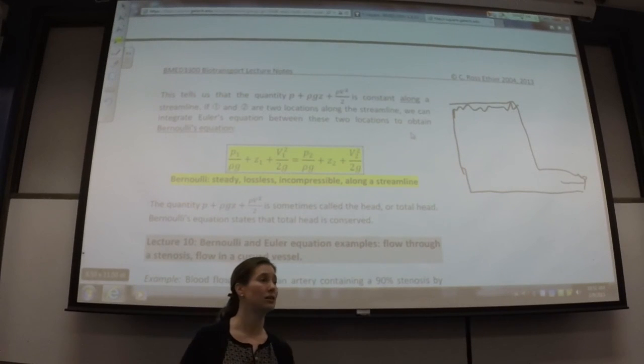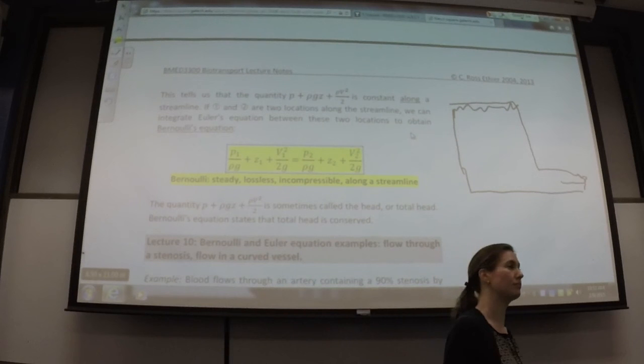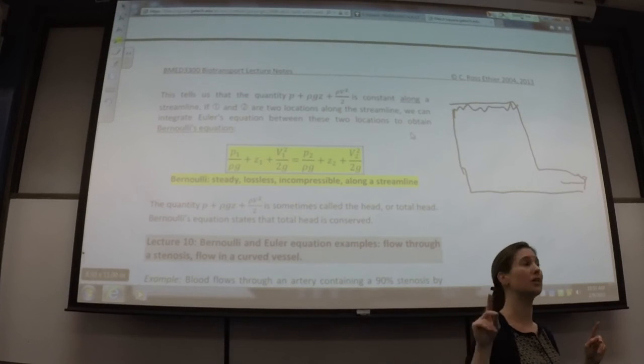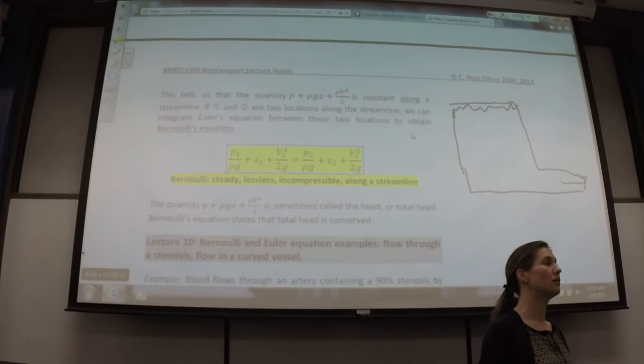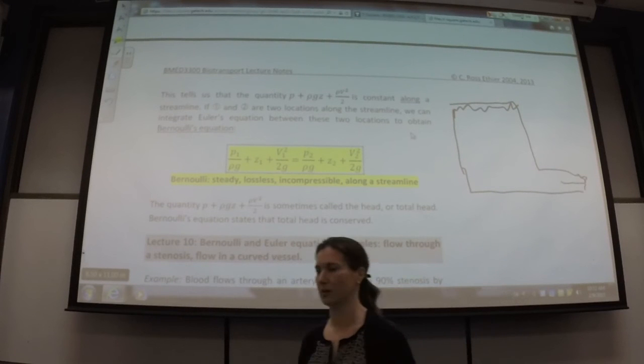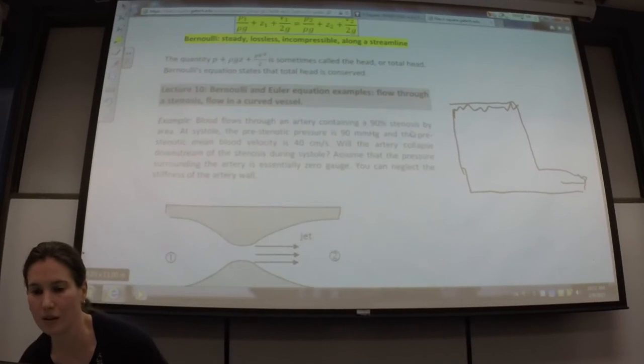Yes? I actually have a question related to the lecture. So for the problem with the stenosis, you got the final answer for P2 values of 27.6 millimeters of mercury, but then you say that this analysis predicts that it would collapse. How do you know what value would make it collapse and what value wouldn't?